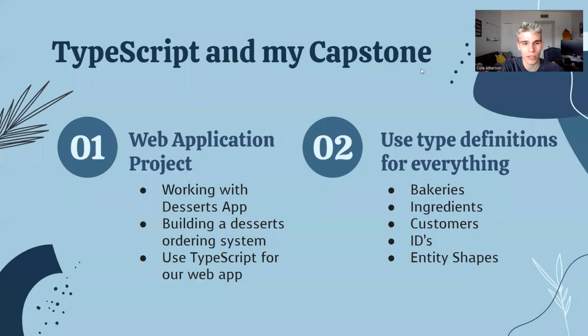TypeScript in my Capstone project. I'm working on a web application project with Desserts app. We are building a desserts ordering system and using TypeScript for our web application. We use type definitions for everything in our project, from bakeries, ingredients, customers, IDs, entity shapes, objects, stuff like that. It's really useful stuff.